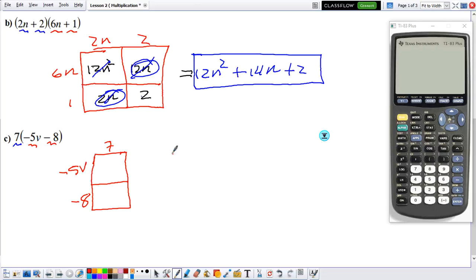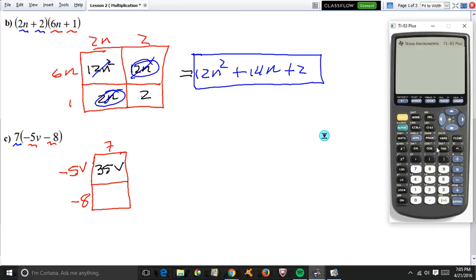So now we figure out what's that number. How do we figure out the number inside? Well, we multiply its edges, negative 5b times 7. Well, you gotta multiply numbers with numbers, letters with letters. So negative 5 times 7, that's negative 35, and we gotta bring down the b. Now 8 times 7, figure it out. So 7 times negative 8, we got negative 56.